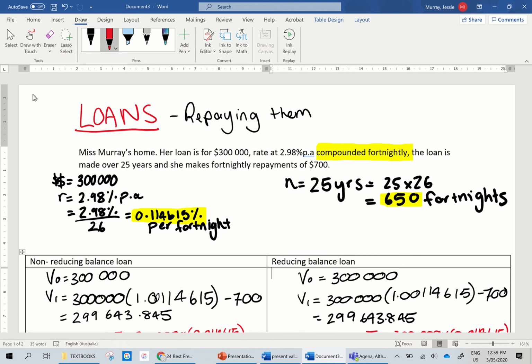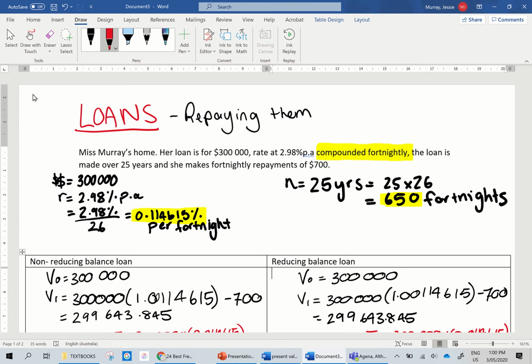So the first thing I did was I turned that information, because it was compounded per fortnight, I turned it all into fortnights. So my rate, I divided by 26 because there are 26 fortnights per year, which gave me that new interest rate of 0.114615%. And my number of time periods, well, over 25 years, there's 650 fortnights in that.